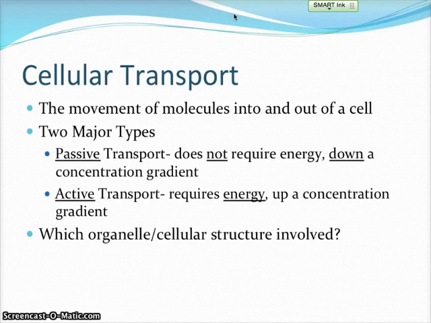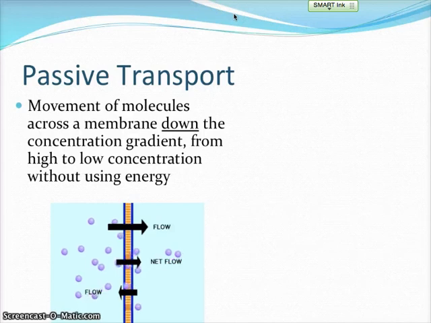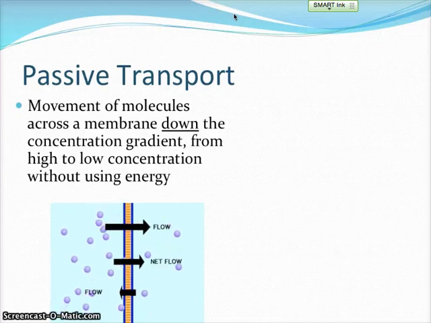So question. From the last lecture, you should know the answer to this. Which organelle or cellular structure is involved in transporting materials in and out of the cell? Hopefully you knew cell membrane is the organelle that does that. Passive transport is the movement of molecules across a membrane down the concentration gradient. So that's when molecules go from high to low concentration without using any energy.